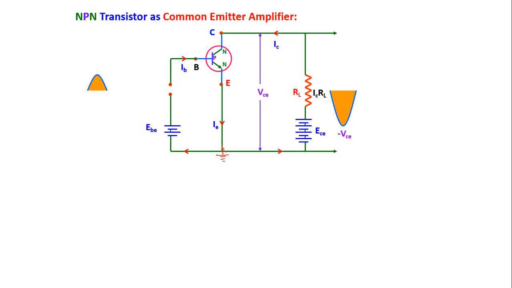Then, amplifier means what? Whatever we give at the input, we get more at the output. The strength of that signal is increased. So you can see here this is the input and we get a larger output, which means we get an amplified output. The device which raises the strength of the input signal is called an amplifier.